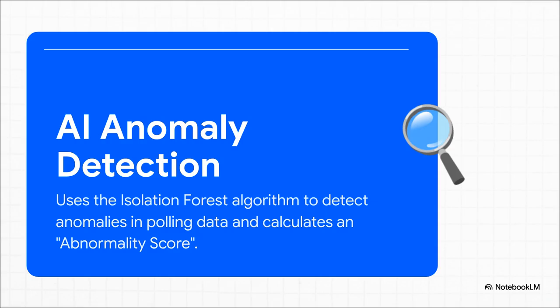Basically, the tool uses a smart algorithm to learn what normal activity looks like on your network. Then it watches everything and calculates an abnormality score. If that score suddenly spikes, that's the AI telling you, hey, something weird is going on over here. It lets you jump on a problem before it actually turns into a full-blown outage. It's like an early warning system for your network.